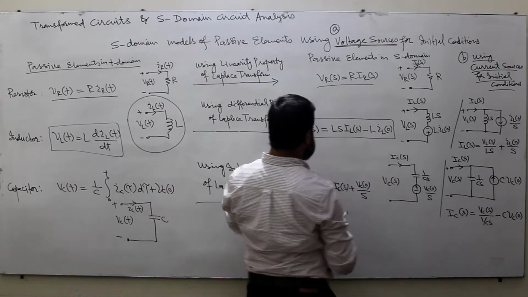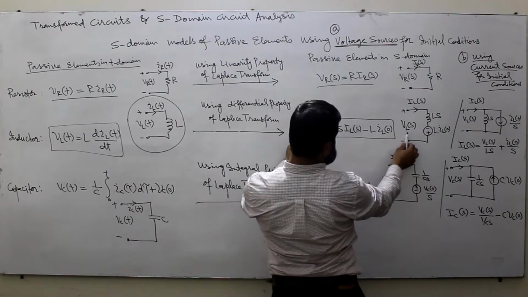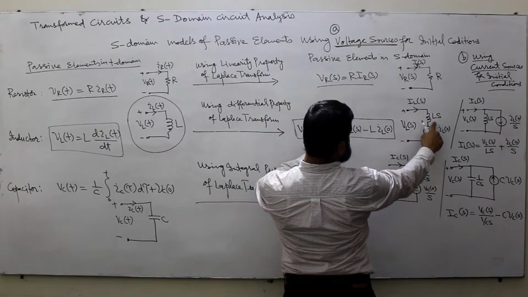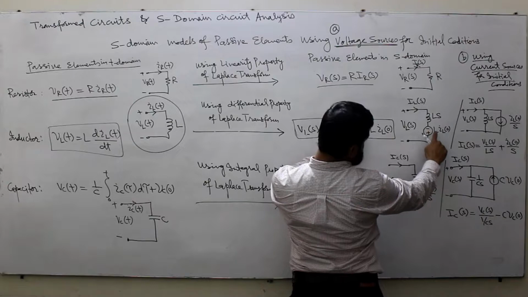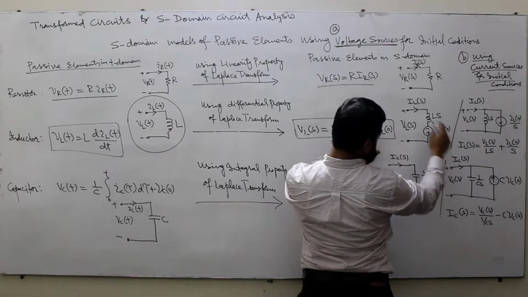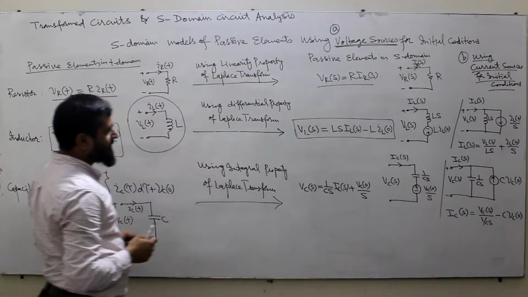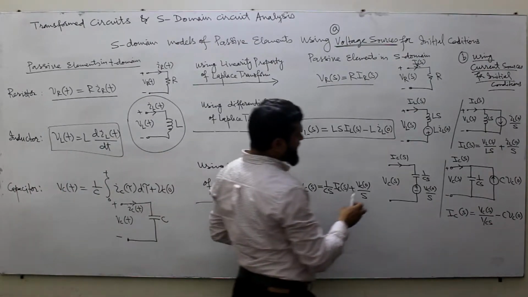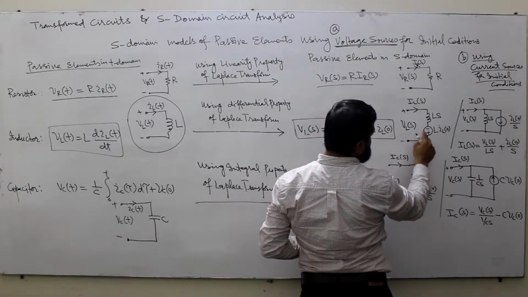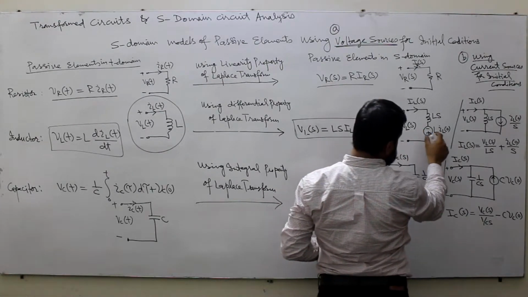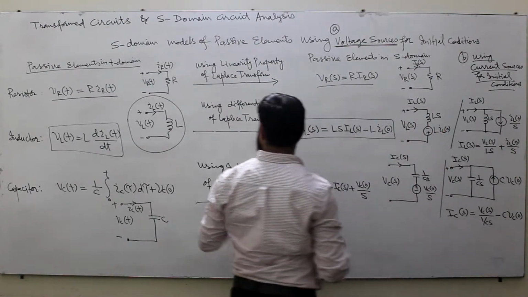So if we form the circuit using this one, we will find VL of S is equal to Ls into IL of S minus L into IL of 0. So this is our circuit in the S domain. But in this one, we can clearly see that this is a current controlled voltage source, and this source is dependent on the initial condition of the current in the circuit.